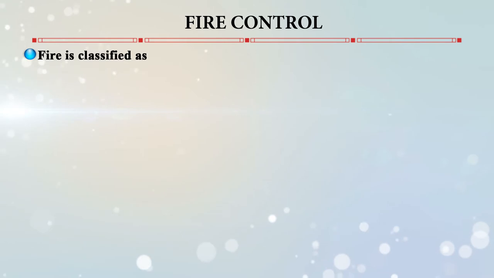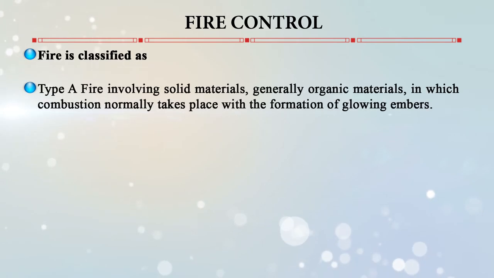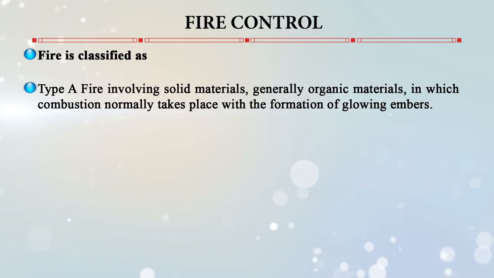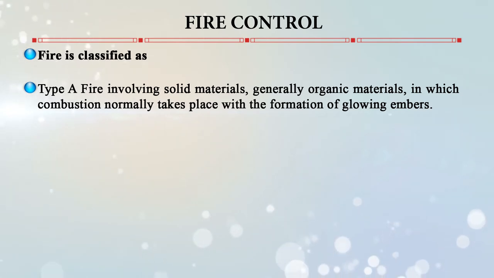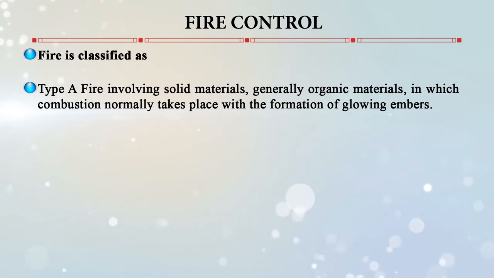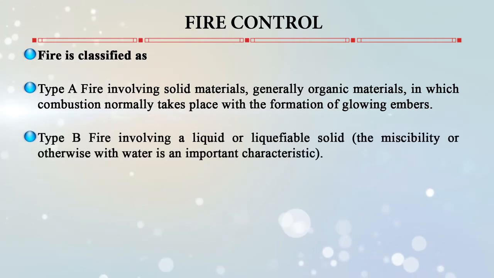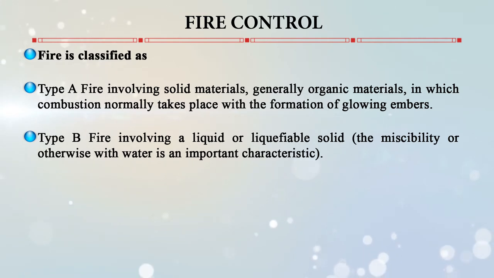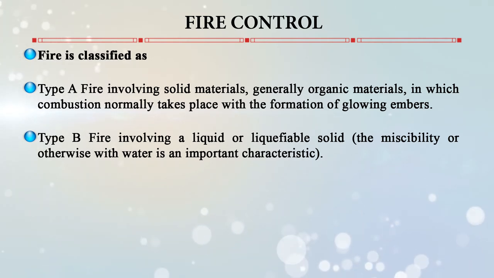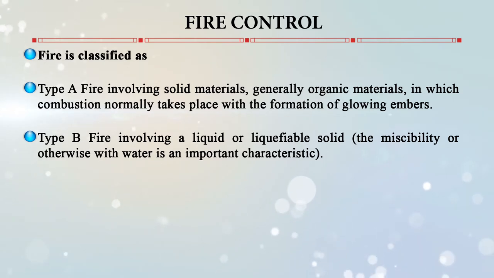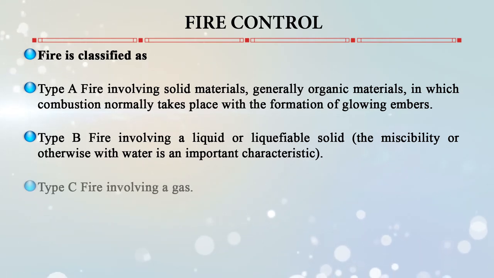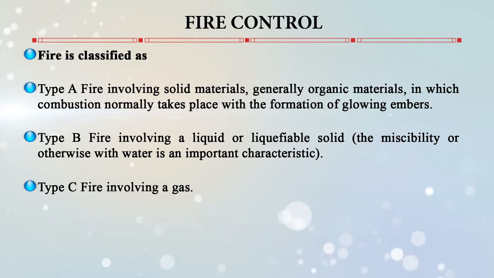Before learning about the mitigation measures of fire, first we have to see how many types of fires there are. First, the type A fire involves solid materials, generally organic materials, in which combustion normally takes place with the formation of glowing embers. Type B fire involves a liquid or liquefiable solid. That means miscibility with water is an important characteristic feature for this one. Type C fire involves a gas.